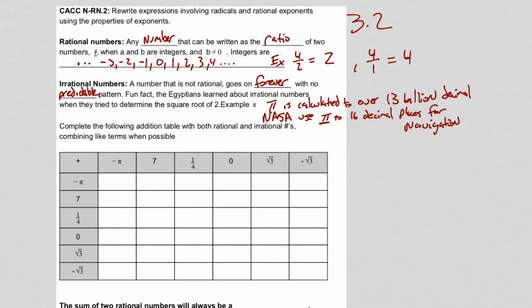Let's see. Complete the following addition table with both rational and irrational numbers, combining like terms when possible. So if I was adding negative pi and negative pi, I'd get negative 2 pi. This would be 7 minus pi, 1/4 minus pi, square root of 3 minus pi, negative square root of 3 minus pi. And this is all just experience writing all these different things.